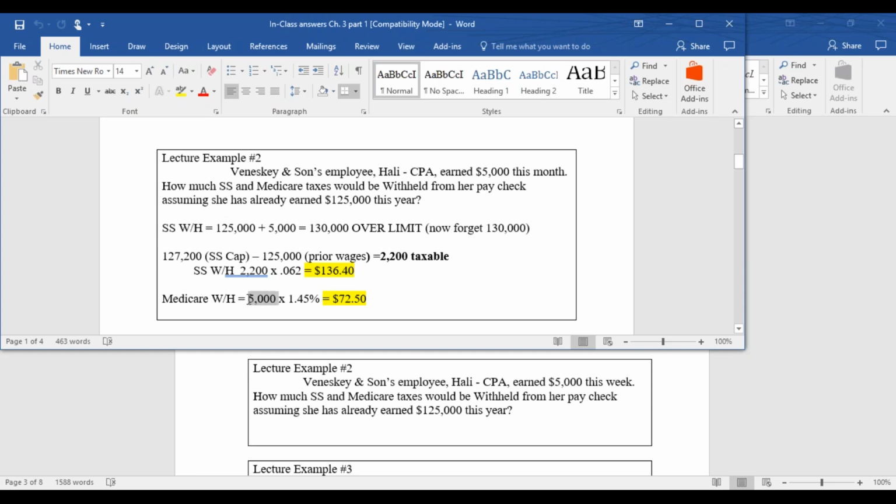But note, with Medicare, there was no cap. So the entire $5,000 is taxed at the 1.45% rate.